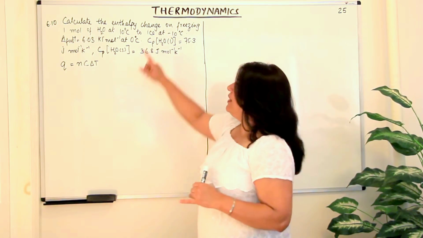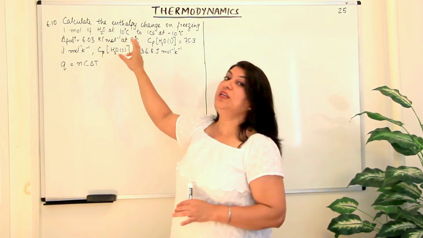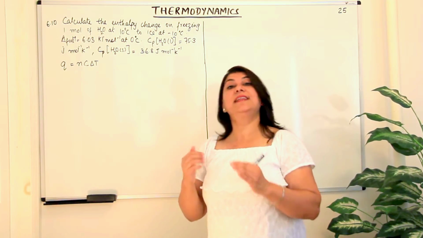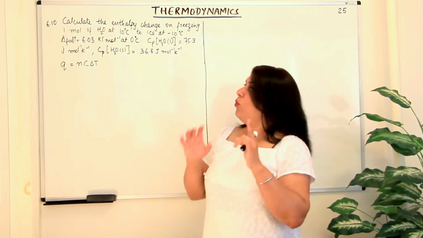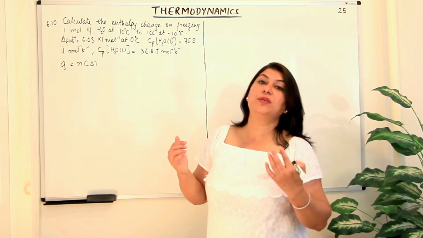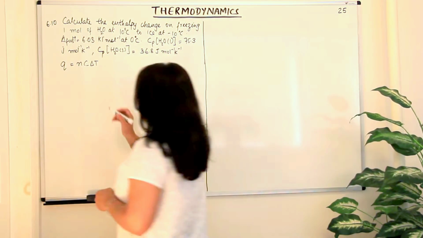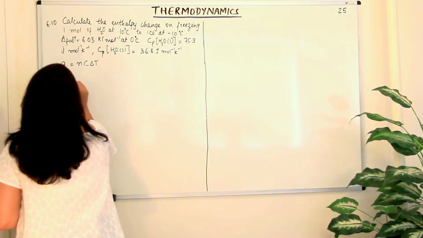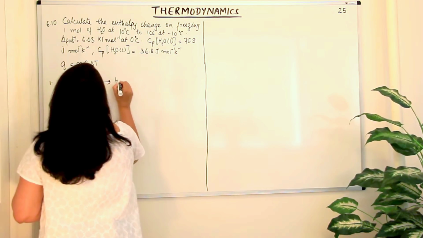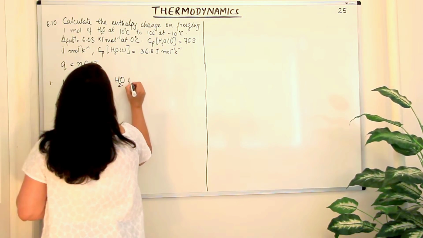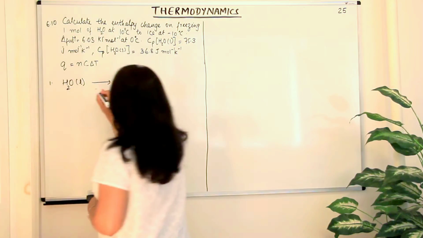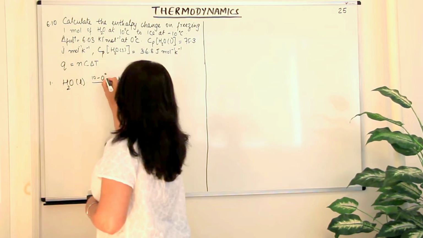In the first step, we have water in the liquid state at 10 degrees Celsius, and it has to be brought down to 0 degrees Celsius in the liquid state. So let us write down the steps. In the first step, you have water, liquid, at 10 degrees Celsius, which turns into water, liquid, at 0 degrees Celsius. So the temperature change is from 10 to 0 degrees Celsius.